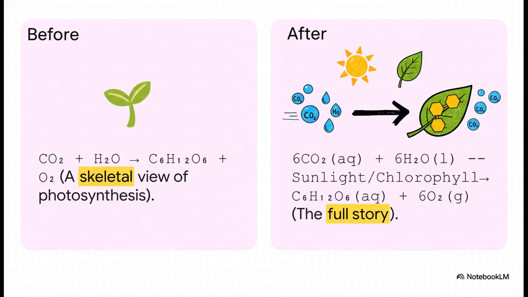And here is the famous photosynthesis equation. The before version is just a skeleton. But now look at the after equation. It tells us the carbon dioxide is dissolved in water, it's aqueous, and it's reacting with liquid water. And right there, on the arrow, we see the essential conditions, sunlight and chlorophyll. Without them, this reaction cannot happen. It's so much more informative now.